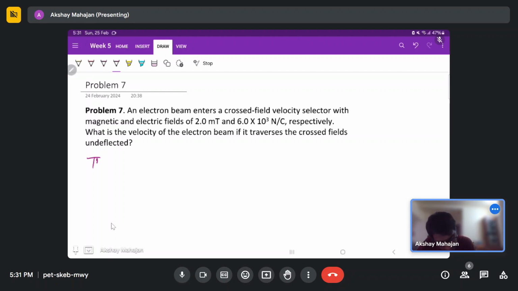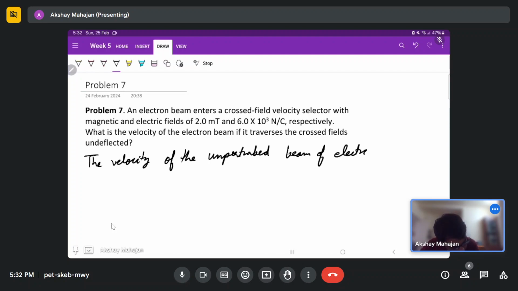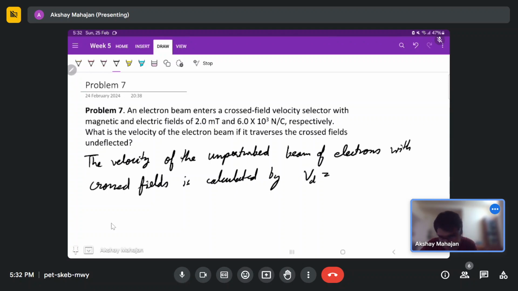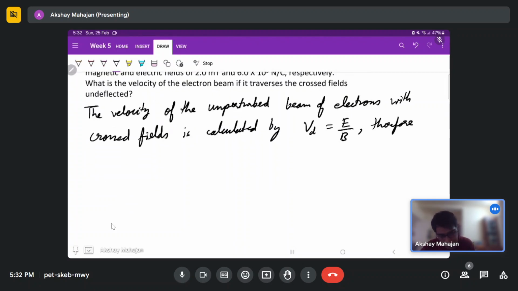What is the velocity of the electron beam if it traverses the crossed fields undeflected? The velocity of the unperturbed beam of electrons with crossed fields is calculated by Vd equals E upon B. So basically this crossed field velocity will be given by E upon B. We'll show you in a second why it is E upon B.